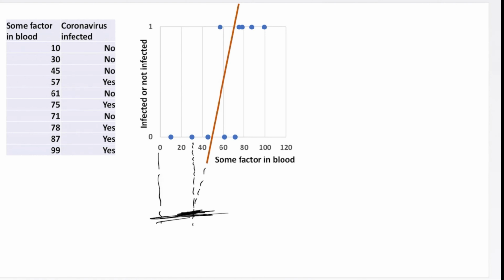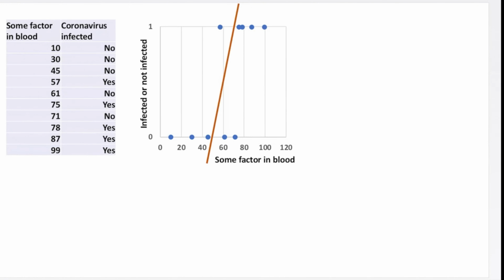So in a sense, we can say that if this line gives us a negative value for y, then for sure the sample should be treated as not coronavirus infected. That means negative. If we find a very, very large value, way greater than 1, then basically we can say that it's a positive sample. That means the patient is infected with coronavirus.